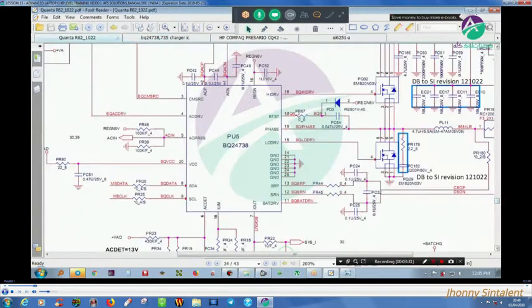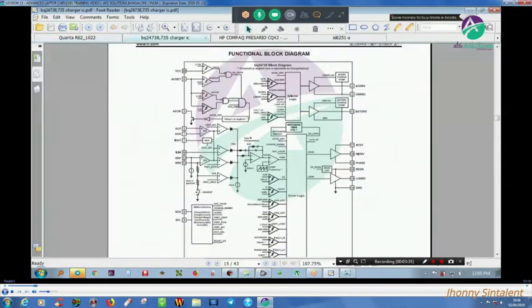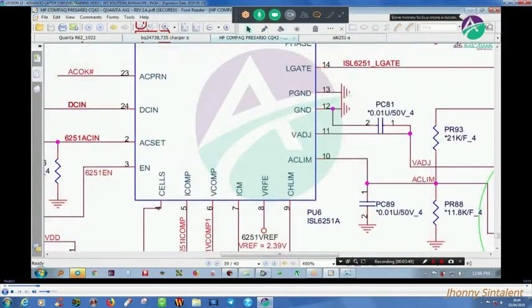The charger IC number is BQ24738. So I have opened a schematic data sheet of BQ24738, which is easily available on Google. From here I have taken the data sheet, point number 1. So I have opened one more, that is Compact.